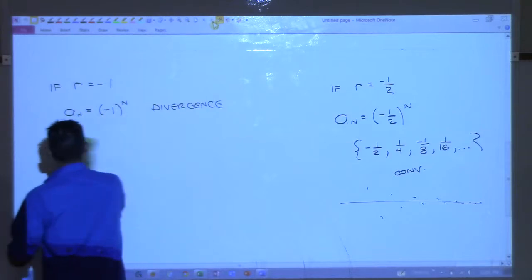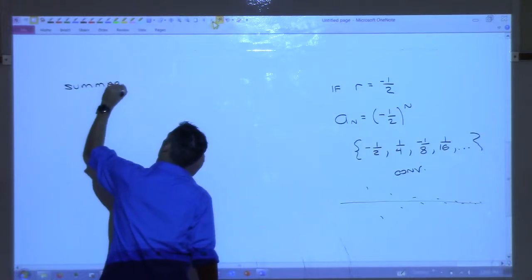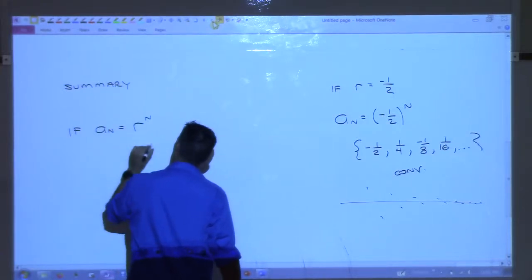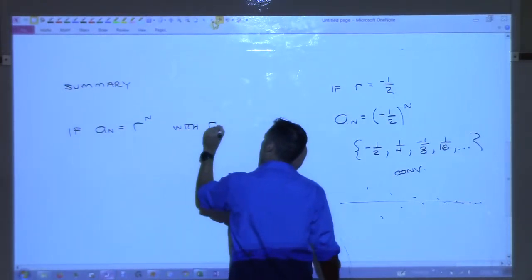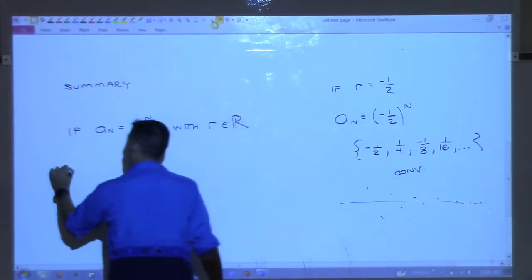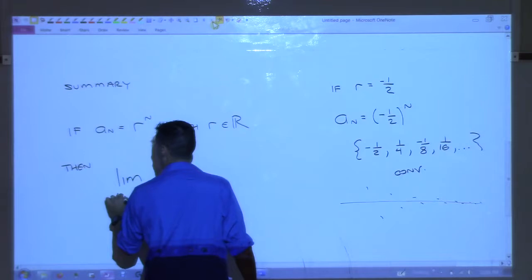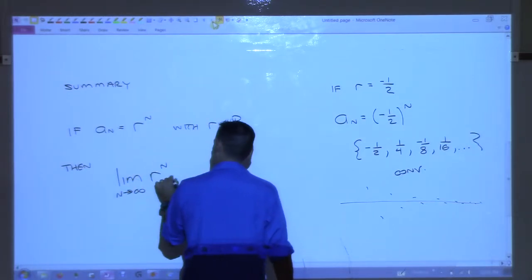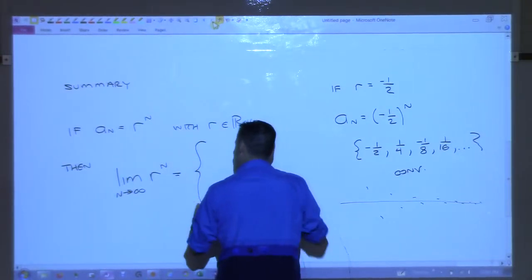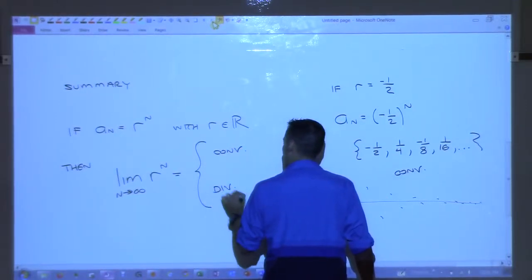If you have a sequence, okay, so the final summary here. If a sub n equals r to the n, with r an element of the real numbers, so r is a real number, then we have the following. The limit as n goes to infinity of r to the n is going to either converge or diverge, right? When does it converge?